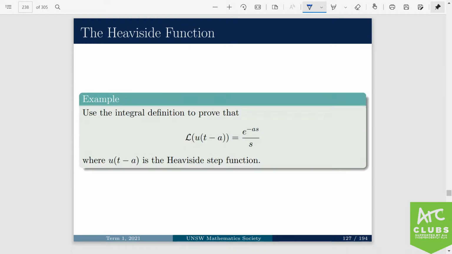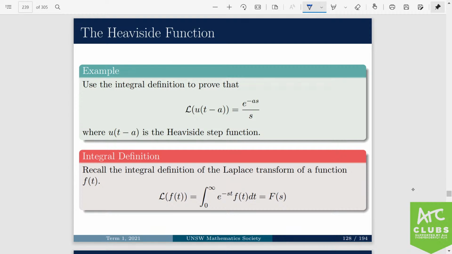Cool. So this is covering the Heaviside function. I thought it would be better if we do a proof with this, because we're going to be using the Heaviside function later, and it's not too difficult on its own. So I thought we'll step it up a little bit. Use the integral definition to prove that the Laplace transform of the Heaviside function is equal to this expression on the right. Obviously this is given to you in your Laplace transform table, but we're going to prove it.